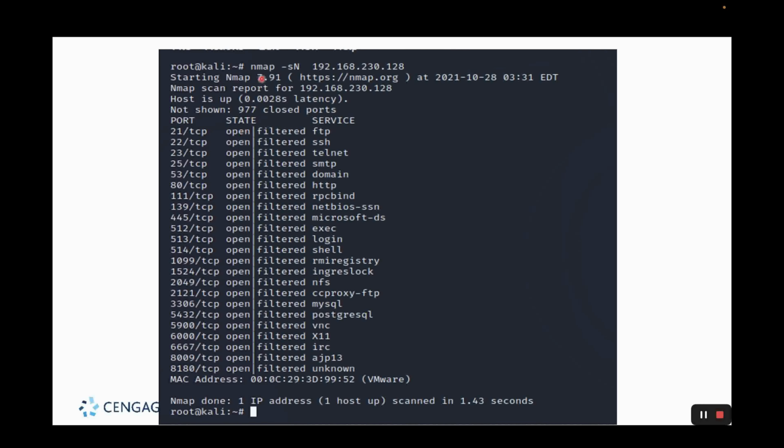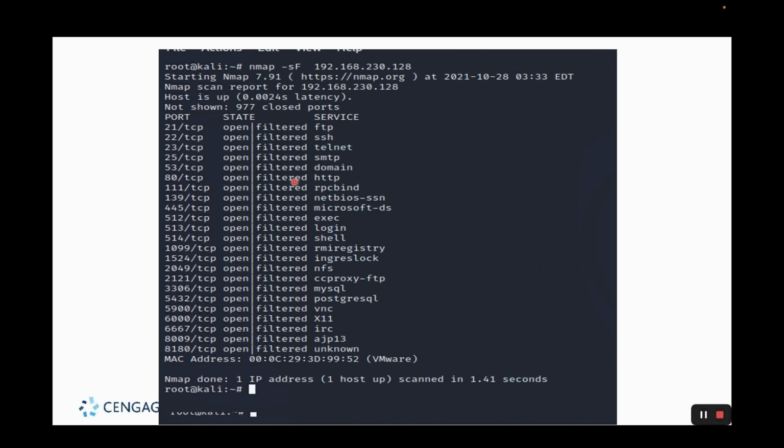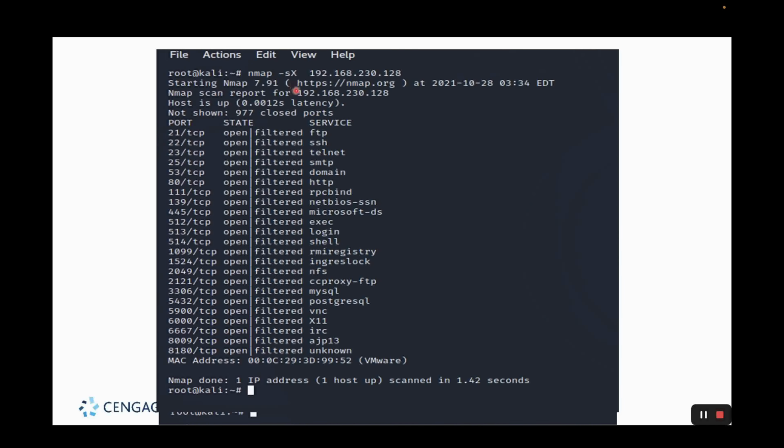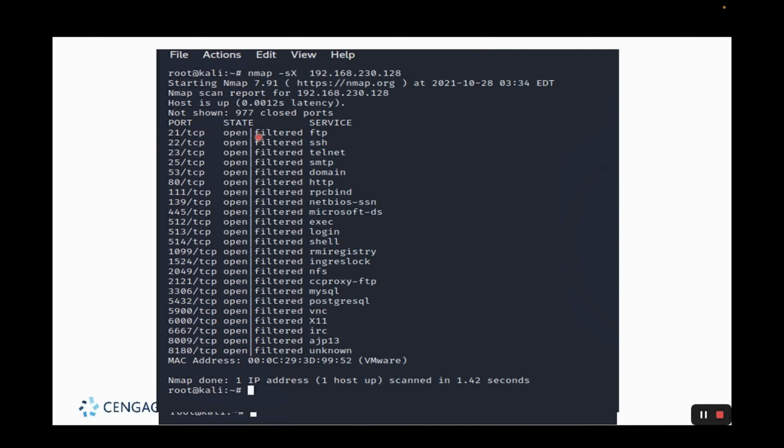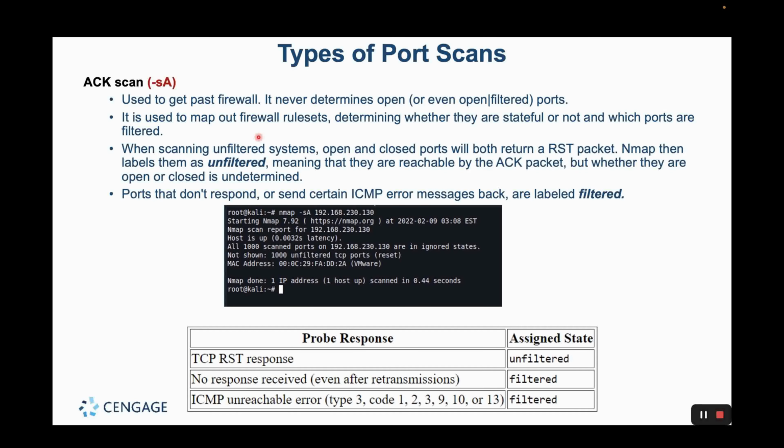Now let's look at some of the output and pay attention to the screen over here. The first one is the null scan. You see the output right here, and those are open|filtered. And here for the FIN scan, open|filtered. And here for the Christmas scan, open|filtered. And if you notice, the output is basically the same.